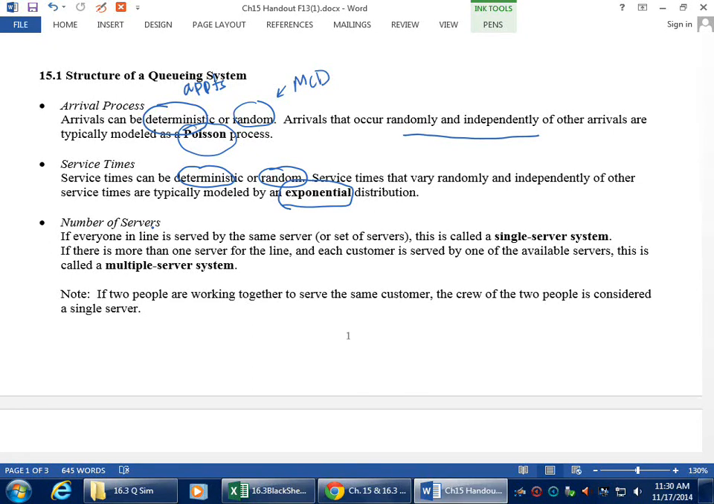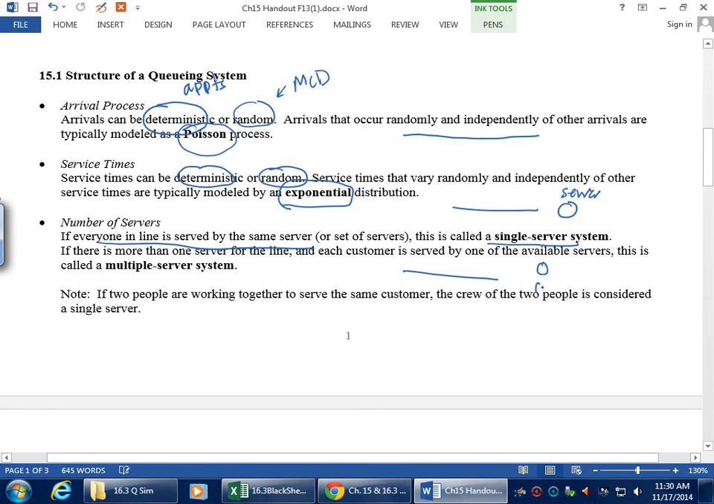As we discussed before, if everyone in line is served by the same server, then we call it a single server system. So you have a line and you have a server. Here's our server, 1 server, and then 1 line. Now, if you have one line that's served by several servers, and you could go to one of these, like at a bank, then we call it a multiple server system.